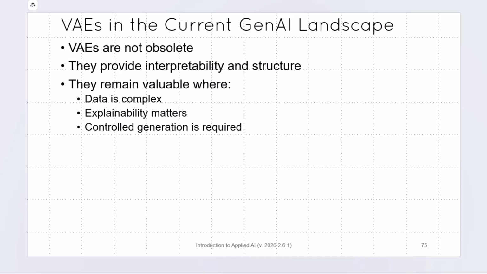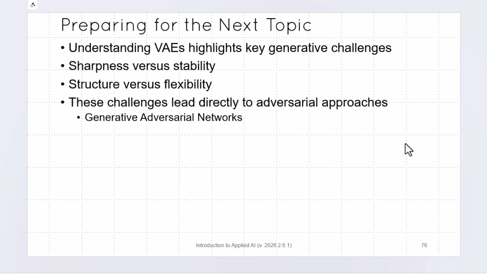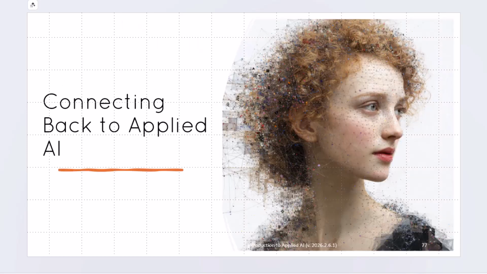So, VAEs in the current GenAI landscape: VAEs are not obsolete. They provide interpretability and structure, and they remain valuable where the data is complex, explainability matters, and controlled generation is required. So, preparing for the next topic, understanding VAEs highlights key generative challenges: sharpness versus stability, structure versus flexibility. These challenges lead directly to adversarial approaches like generative adversarial networks.